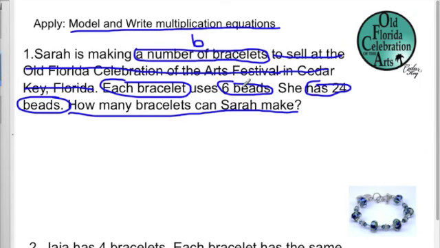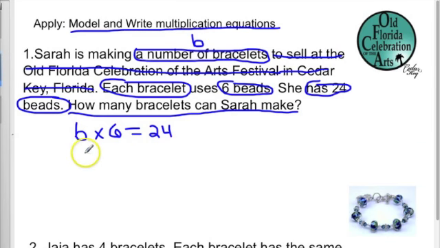This is a multiplication equation. So I'm going to say a number of bracelets, B, times 6 beads on each bracelet equals, because she has 24. So this is going to be my equation.